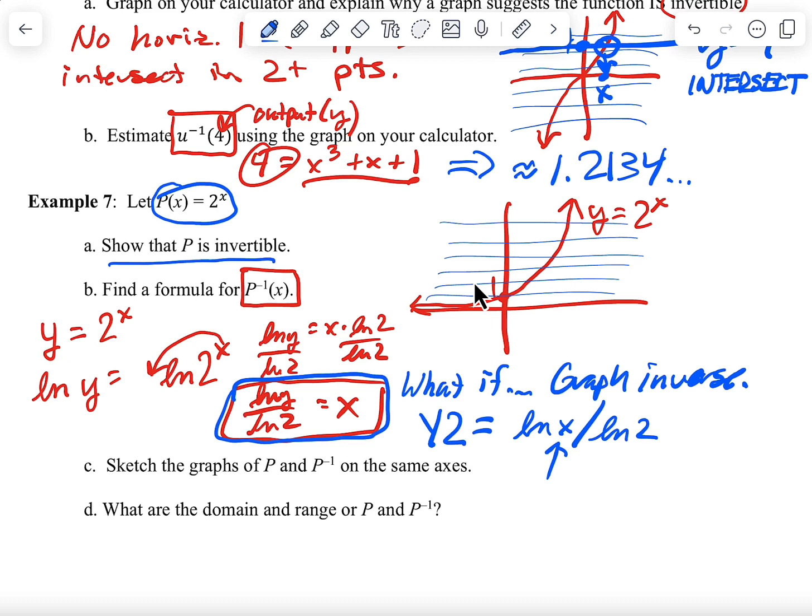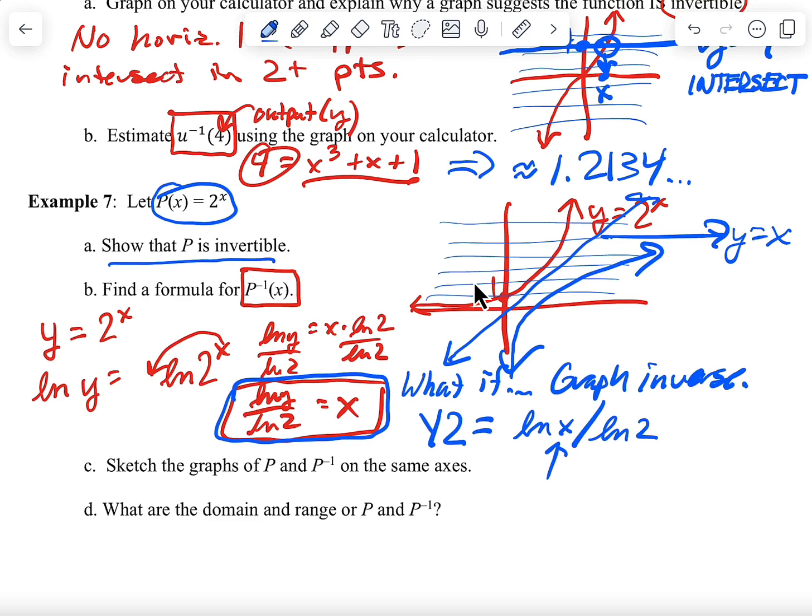And what you find out, it's kind of interesting, when you graph both of these on the same graph at the same time, you get something like this, that when you look at it in a certain way, there's symmetry here. Those two inverse graphs are going to be, I know my diagram's not real accurate, but if you imagine the diagonal line y equals x, those two graphs, the original and its inverse, will be symmetric with respect to the line y equals x. That's always true. So there's a visual way to tell if two graphs are inverses. They have to be like reflections across the line y equals x.